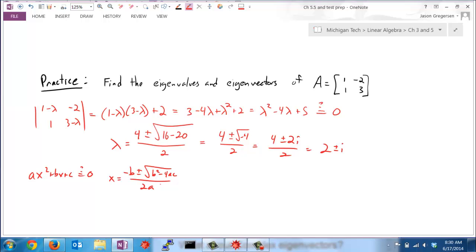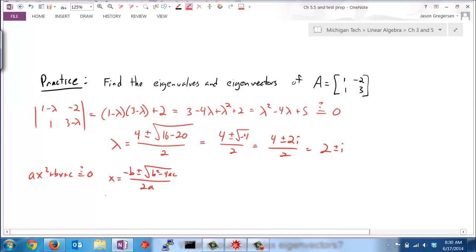So I'm labeling the a's, b's, and c's in our current problem. The coefficient of the square term is a, so a is just 1. And then b will be negative 4. So that's the 4 squared, that's 16. And I have minus 4ac, so c is 5. So that's 4 times 5, that gives 20.